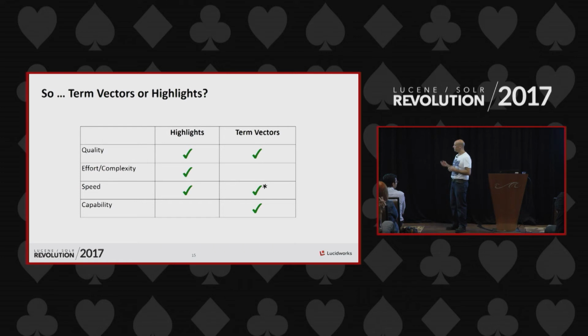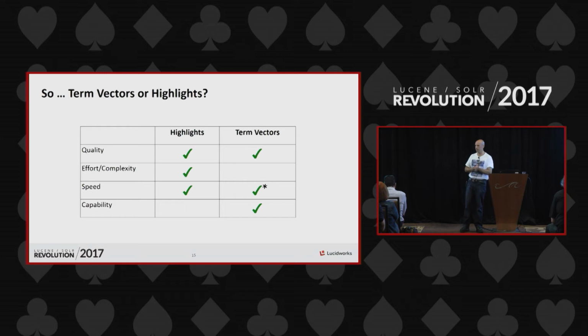So let's evaluate those two not only from a quality perspective, because we build actual products and we have actual users. So there are 4 categories that I'll go over. Quality, they both get a check from me because they are both very good and they are comparable. So that's good. In terms of effort and complexity, highlights definitely win. Much less code required to achieve our goal.